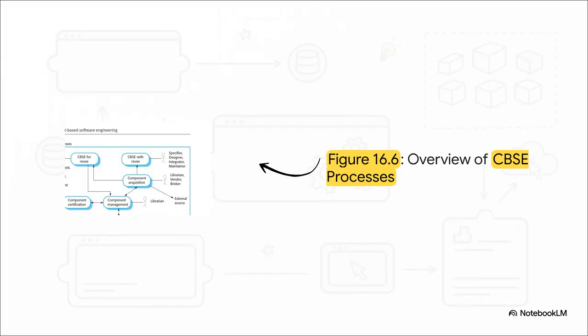Now, the really interesting thing about the CBSE landscape is how it splits into two totally distinct processes. On one side, you have CBSE for reuse, and on the other, you have CBSE with reuse. These are completely different activities. One is all about producing components, and the other is about consuming them. You'll also notice there are vital supporting activities holding it all together, things like component acquisition, management by a librarian in a repository, and component certification, where an independent certifier comes in to guarantee the quality of the part. The whole system has to work together to make reuse a reality.